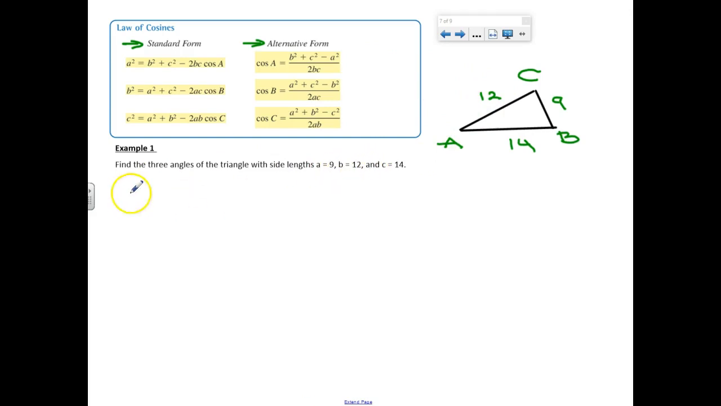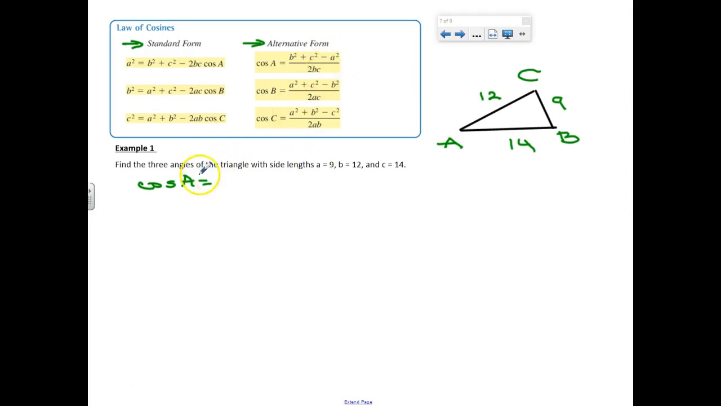Now here we're looking for all 3 angles. It does not make any difference which angle you choose to get started with. A comes first, so I'm going to go ahead and calculate angle A first. To do that, we can directly use the alternative form of our equation. We can solve for the cosine of angle A by substituting the values for side B, side C, and side A in our equation.